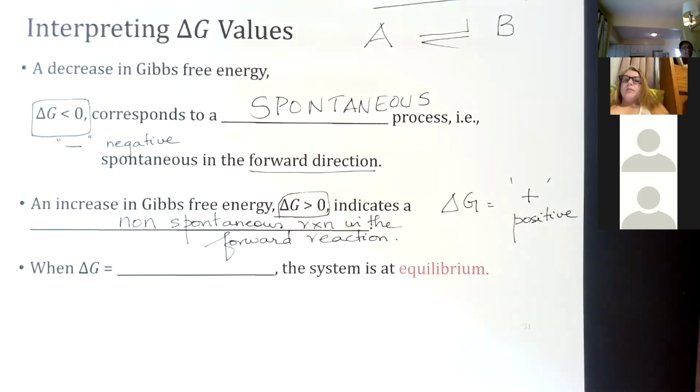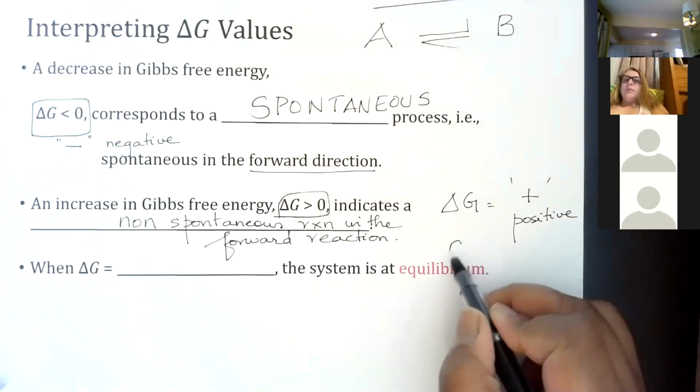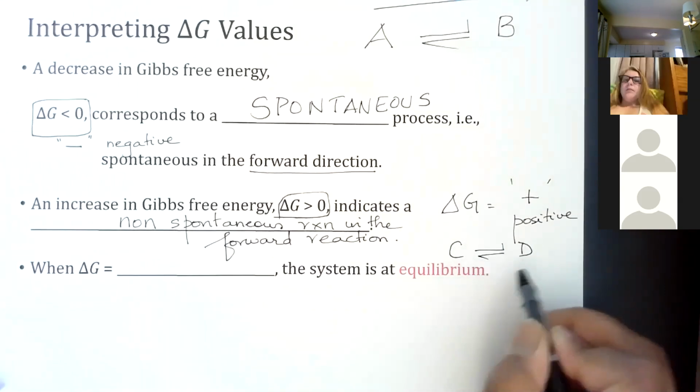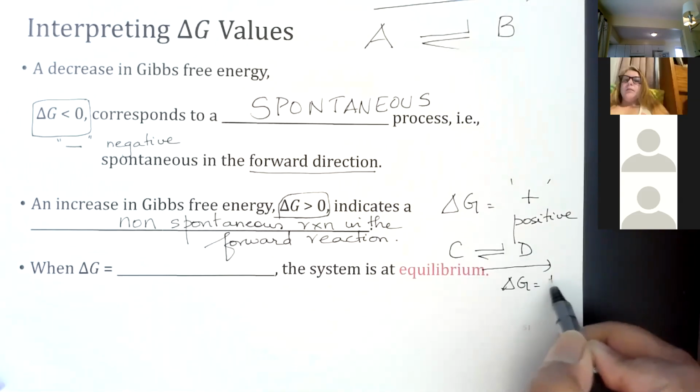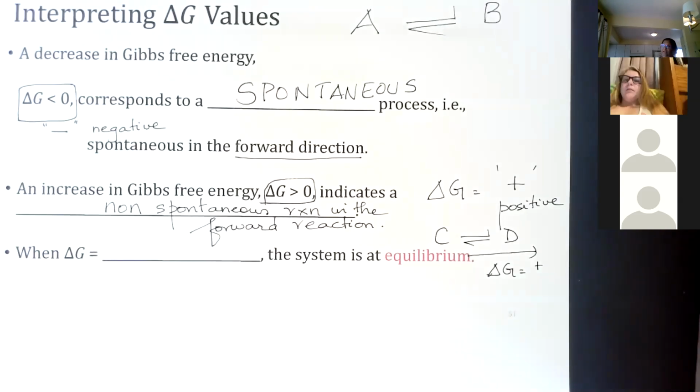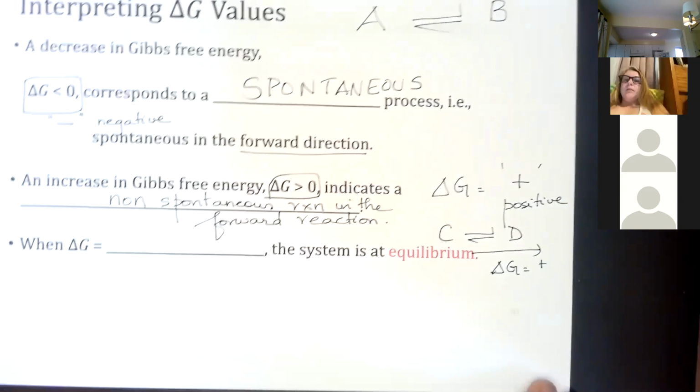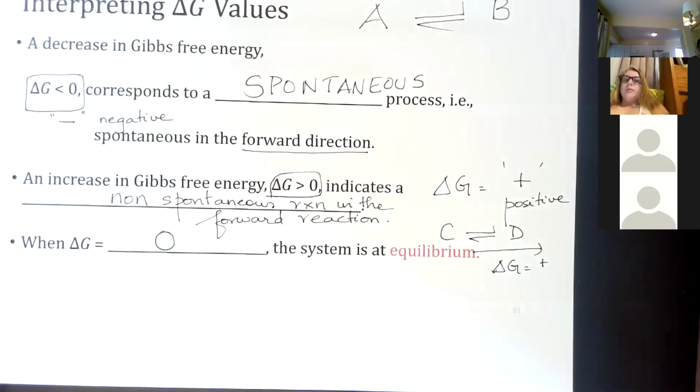Dr. Mary, yes, Kevin. Shouldn't that be in the reverse reaction? No, delta G is positive. This is another reaction. If going this way, delta G is positive, then this is not going to happen that way spontaneously. Yeah? Okay.